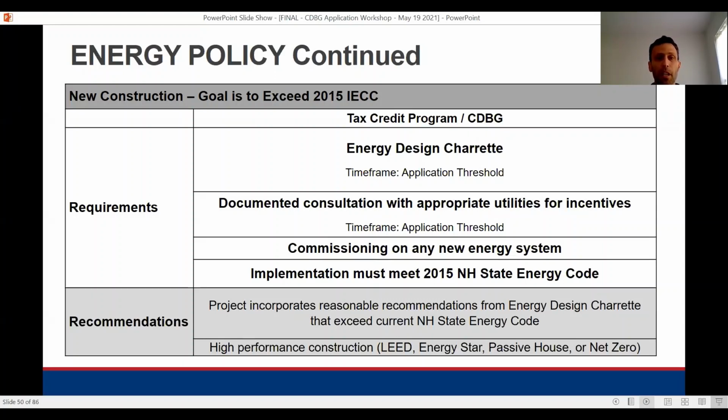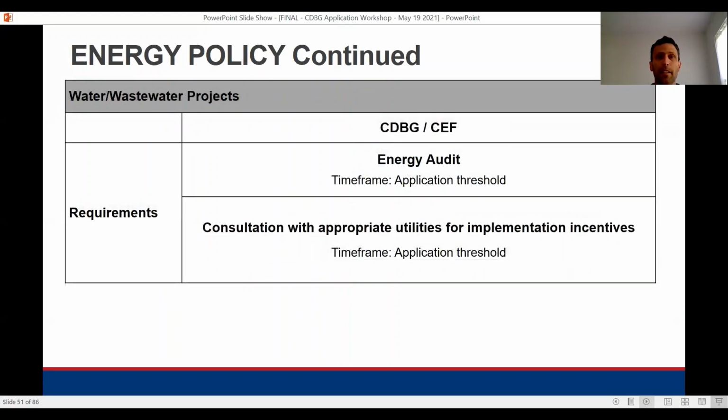In new construction, we also require commissioning of any new energy systems. This was a recommendation in the previous slide, but we really want to make sure, especially on a new building, that those systems have another look to make sure they're implemented properly. Next slide. I'm sorry, there is a third slide to the policy, which is about water and wastewater projects, which also need to adhere to the policy. This will be more of a discussion about whether the policy would apply and how it would best apply in various cases. So that's a conversation we can have.